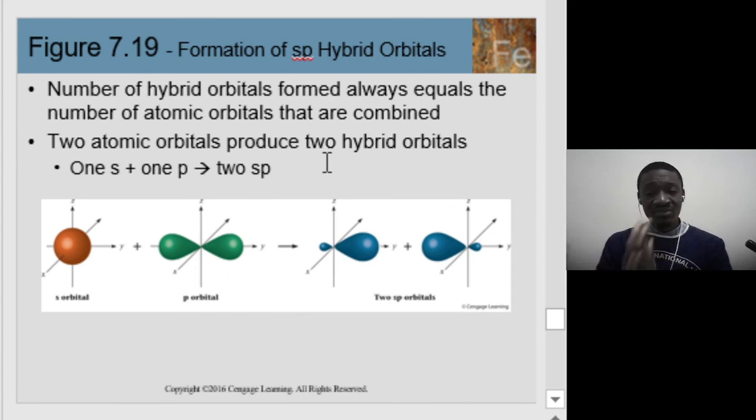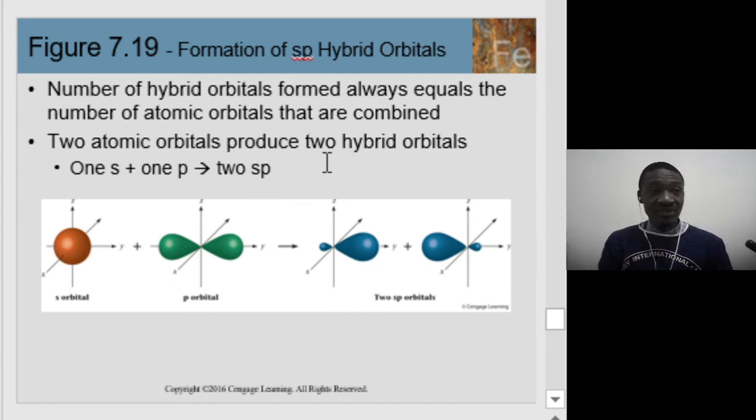Now we're going to the realm of hybridization. Let me explain what hybridization is. Hybridization is simply the formation of a new orbital from two distinct orbitals, where an s orbital and a p orbital come together to form a hybrid.